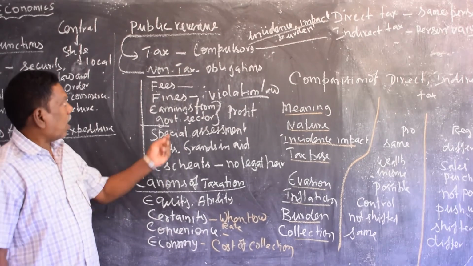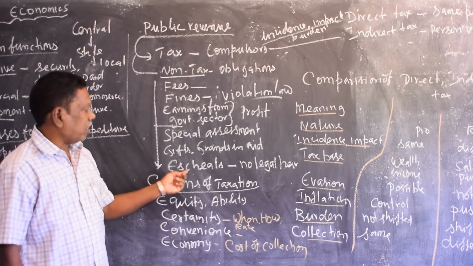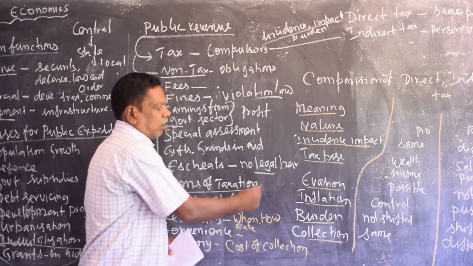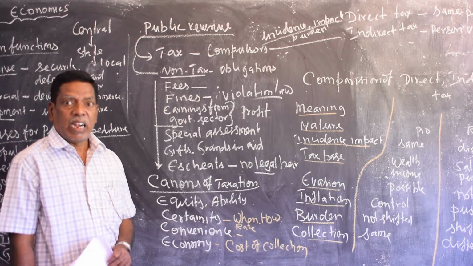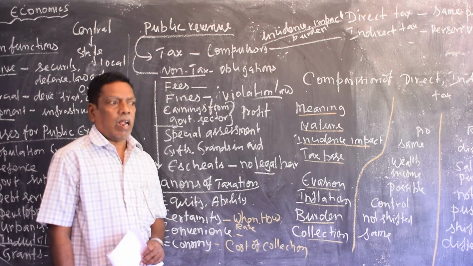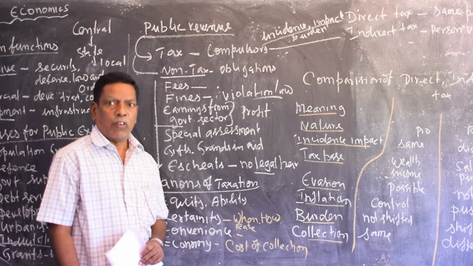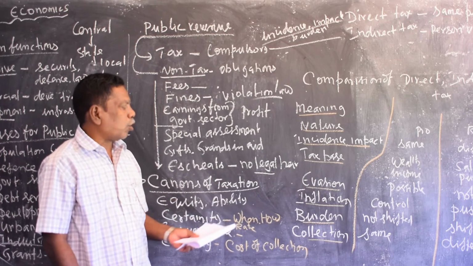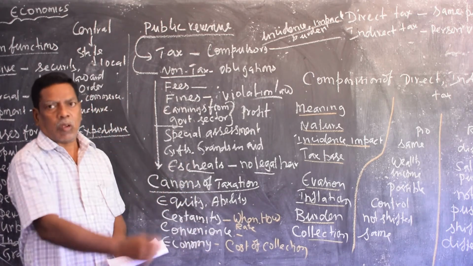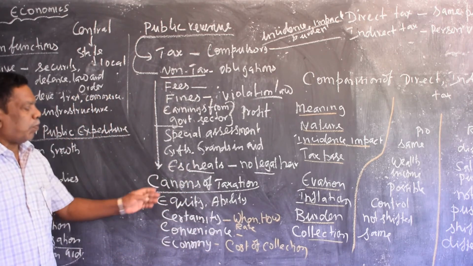So the final one under this non-tax revenue is escheats. And escheat is when a person dies without any legal heir, or he has not written any will or document. So that particular resource will be taken by the public authorities. That is escheats. Okay. Now coming to the topic, principles of taxation.